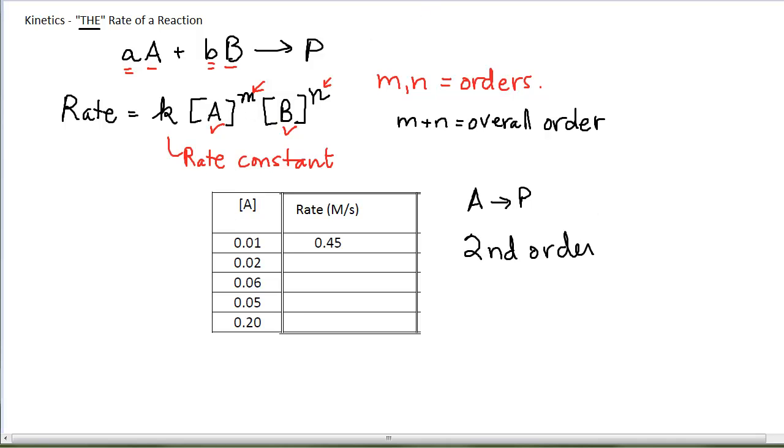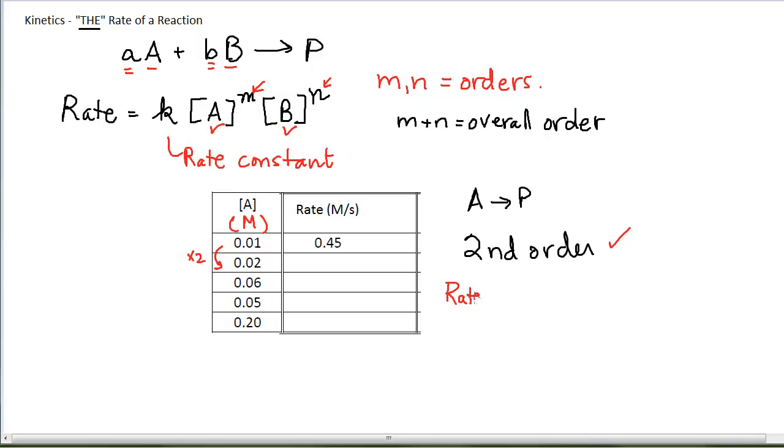In the second order reaction, very similar to the last one, I'm going to run a trial where the concentration of A is 0.01, and I've got my stopwatch, and I measure that the rate of this reaction happens to be 0.45 molarity per second. What happens when I change the concentration to 0.02? Now I'm doubling the concentration of A, but remember we're talking about a second order reaction.